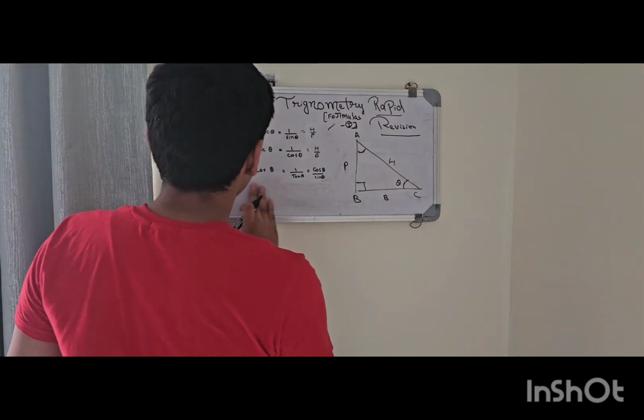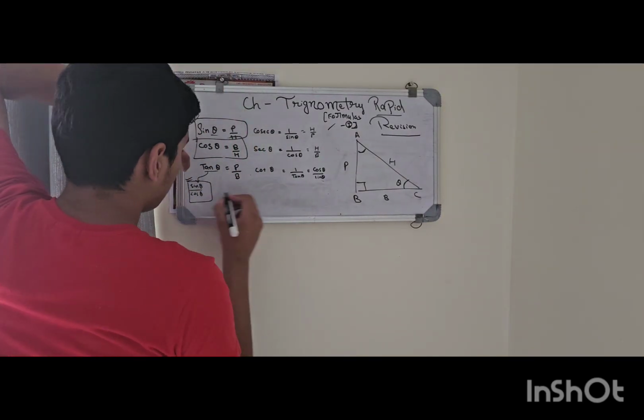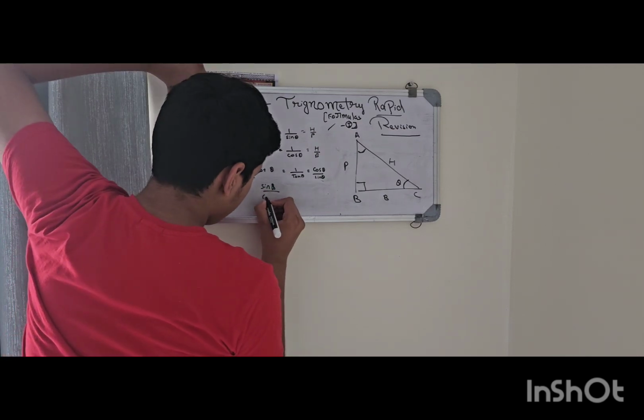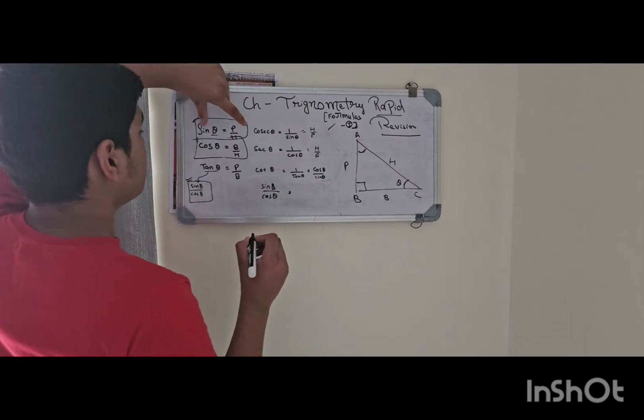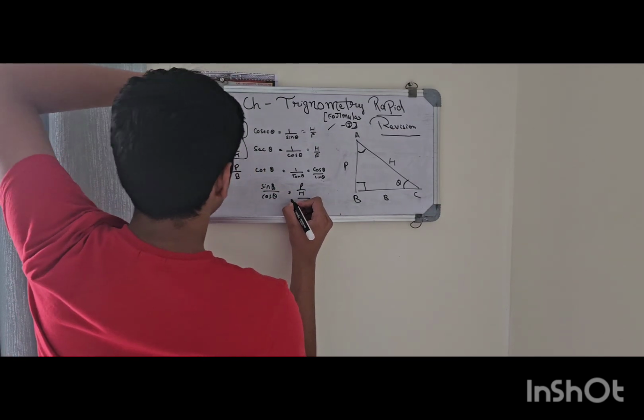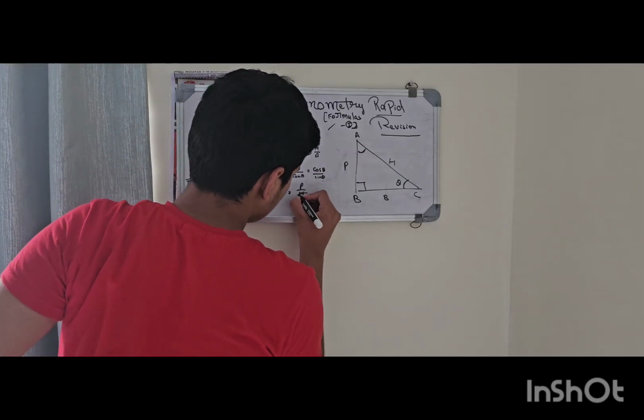Just remember one thing. Sin theta is what? Perpendicular by hypotenuse. Now look, sin theta by cos theta. Sin theta is P by H, cos theta is B by H. Okay, so if you see, H got cancelled.